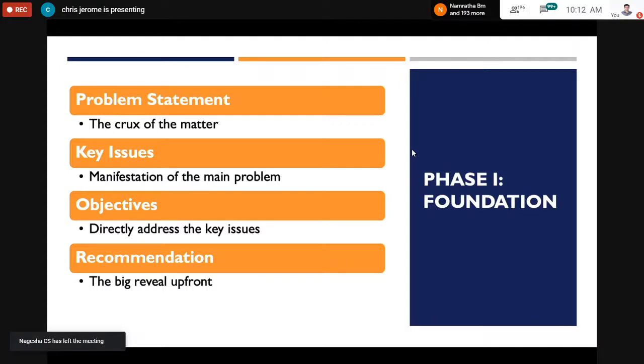Again, these are just bullet points, 3-4 bullet points at maximum, that demonstrate the manifestation of the main problem. And then the third or fourth slide could be objectives. So objectives: what this group of students are going to present as part of the analysis. So listing that out and making sure those 3 or 4 objectives tie back to the key issues ensures that there's a coherent thought process. And ultimately, in the first part of the slideshow, if students can upfront say what the recommendation is, then the audience is not guessing.